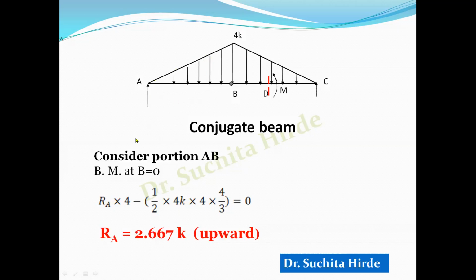So moment due to reaction is Ra into 4, force into perpendicular distance. And moment due to this triangle is area into distance of CG. The area of the triangle is half base into height, multiplied by the distance. Now what is the distance? Distance is always measured from the point where we want the bending moment. We want the bending moment from B, so the distance is 1/3 of 4, so it is 4 by 3. If you apply this condition, you will get the reaction at A equal to 2.667 K, which is in the upward direction.